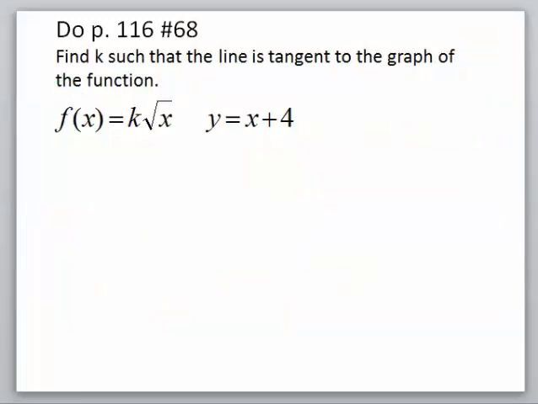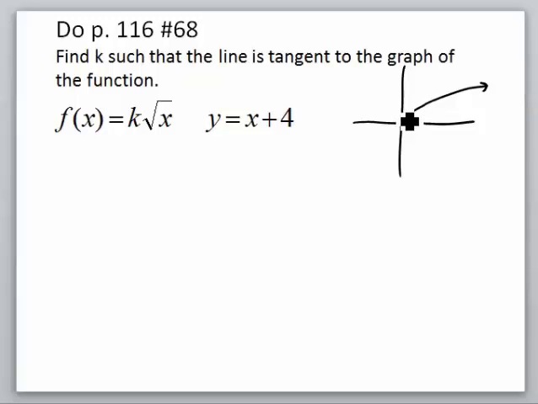In this next problem, it asks me to find k of this function such that the line is tangent to the graph of the function. So we want to figure out, where does this line pass through this function and be tangent? So let me give you a little picture. I know the square root of x, just if it said 1 square root of x, would look like this. And all that happens when you put a constant in front is it's going to lower it or raise it or make it skinnier or fatter based upon what k is equal to.